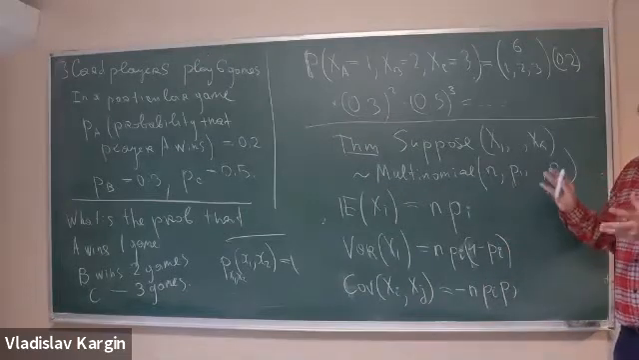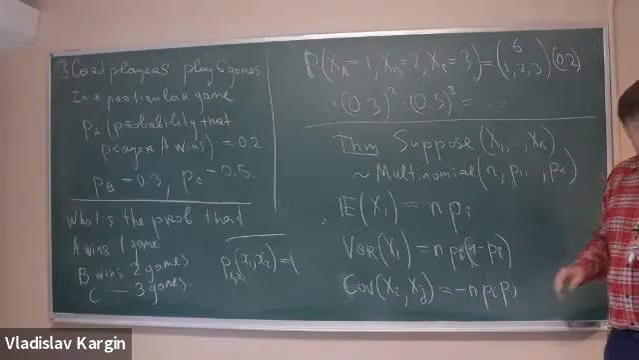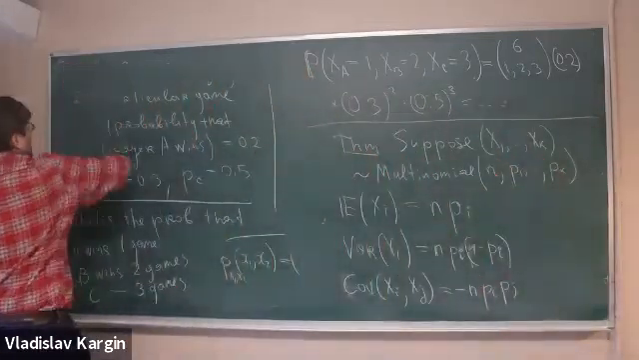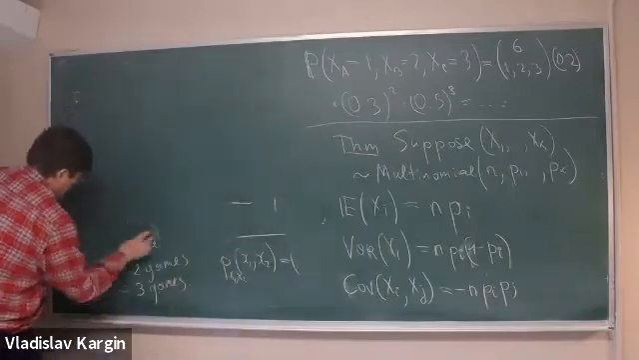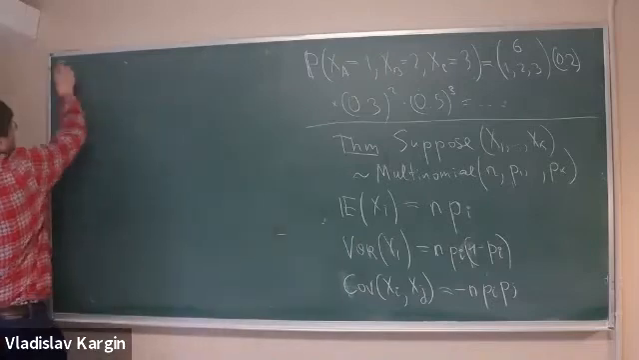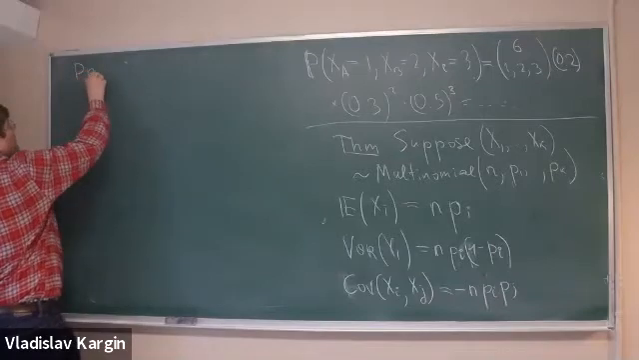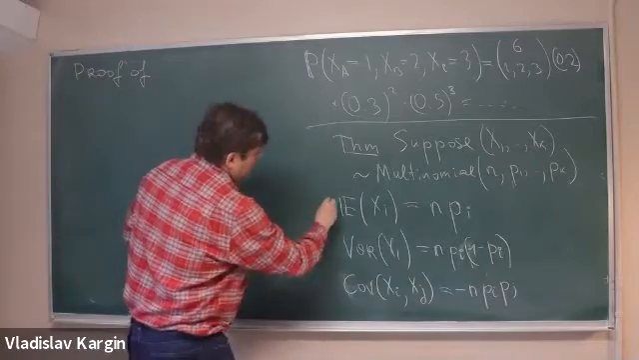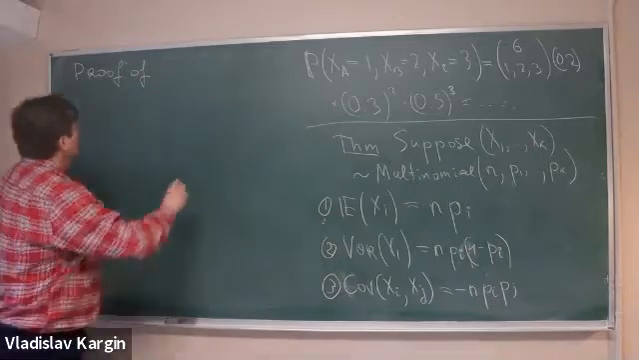It has some notation, but it's easy. So this is 1, this is 2, and this is 3. And so the proof of 3.